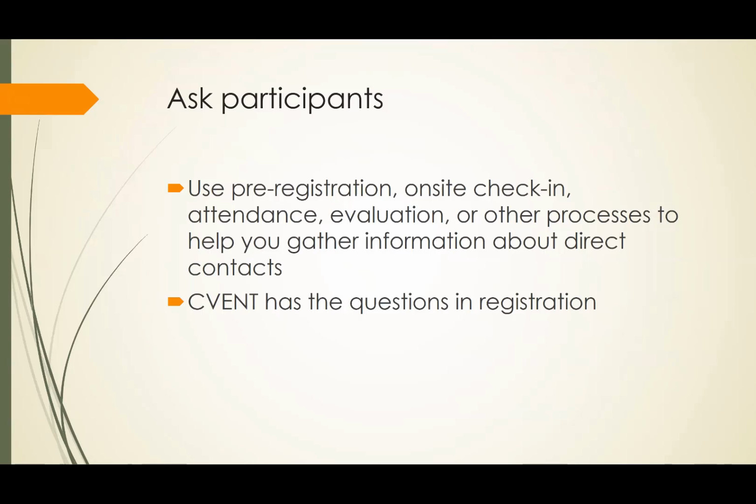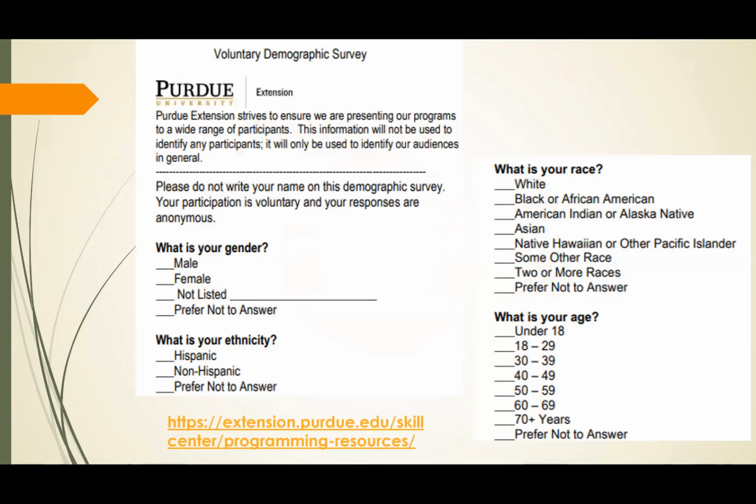In your registration, pre-registration process, you might include this information. Maybe during your on-site check-in, they have an ability to fill out a form that tells you those things. Maybe during your attendance, or maybe in your evaluation. But there's other processes you can use to gather information about your direct contacts. And just as a note to you, the CVent that has been set up now for Extension has the questions embedded in registration. So if you're using the CVent system through Extension, you will see those questions in your registration.